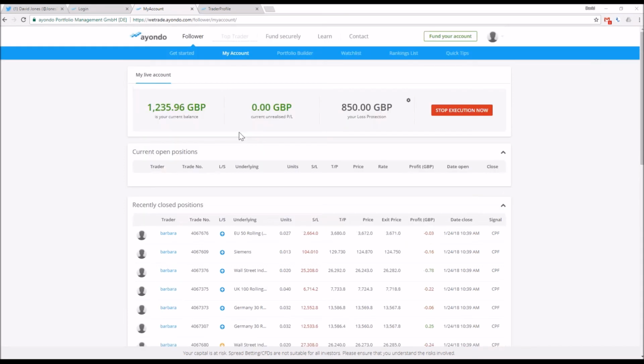Okay, and all I do when I'm following people is look at this page. I just want to have a quick look, maybe a couple of times a week. What's going on? What's the P&L look like? Has anything gone drastically wrong? That's it. We're going to dig into a bit more detail in a minute, but let's have a quick look at Barbara.